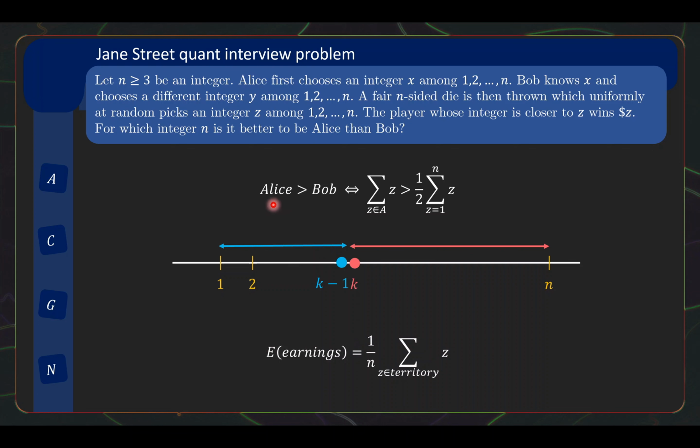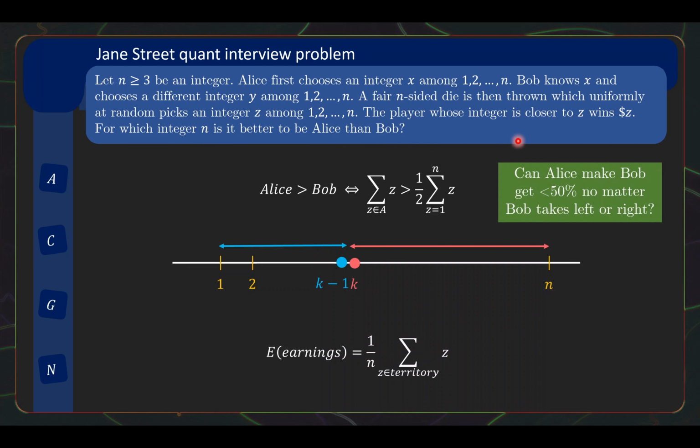So Alice has a higher expected earning than Bob if and only if the sum of the numbers in Alice's territory is more than 50% of the sum of all the numbers from 1 to n. Basically, the potential value you can get is the sum from 1 to n, and then how much you control in your territory. If it's more than 50%, then that gives you a higher expected earning than the other player, right?